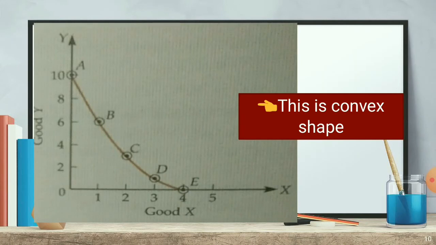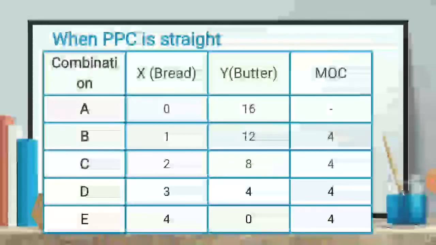So this shape is known as convex shape. So whenever marginal opportunity cost falls, there will be a convex shape. Now look at the third table. Here what is happening?